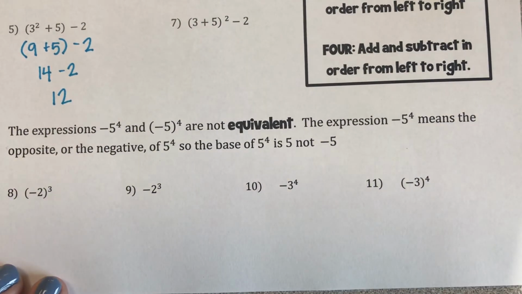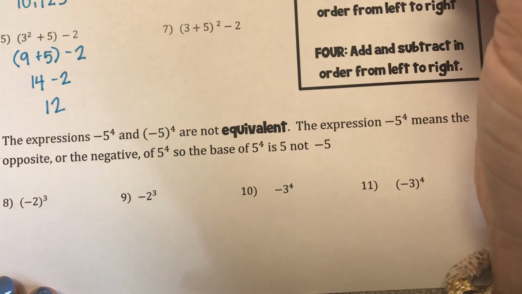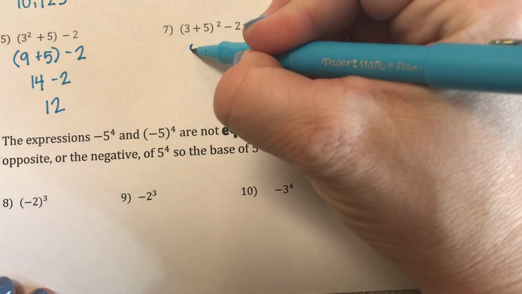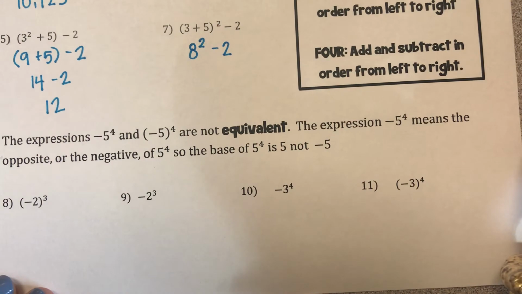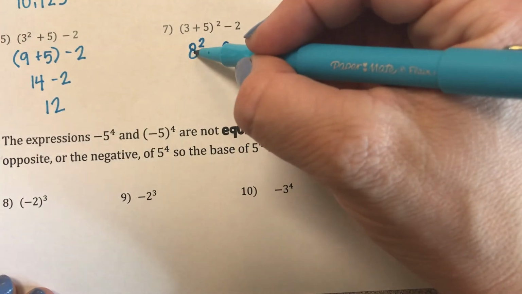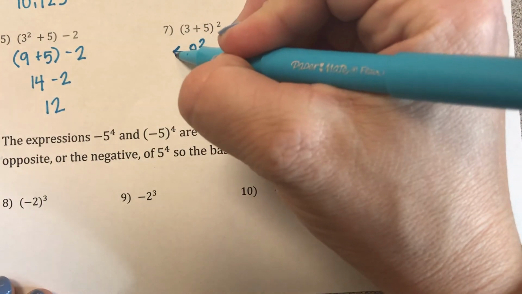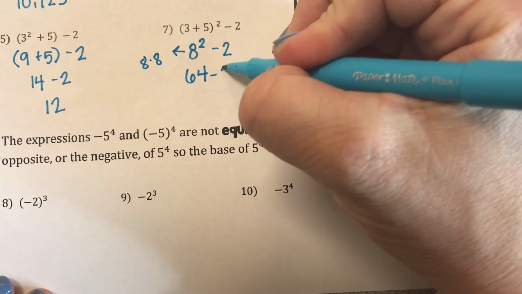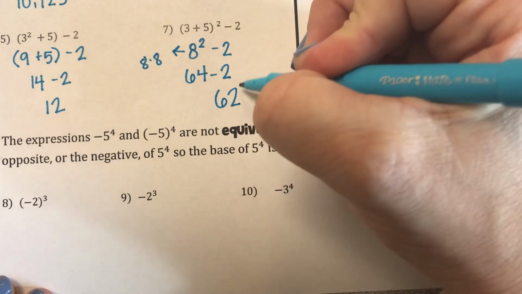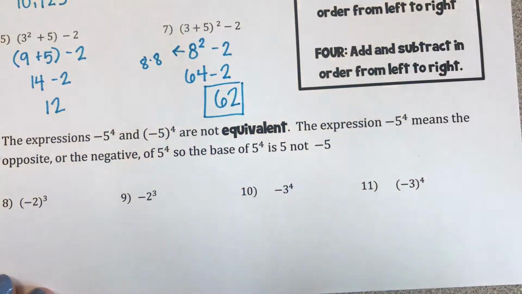Okay, number 7. This one, I have to do the parentheses first. 3 plus 5 is 8. And then I have 8 squared minus 2. So what does 8 squared mean? Let's think about it. That means 8 times 8. So that's 64 minus 2, which would be 62.